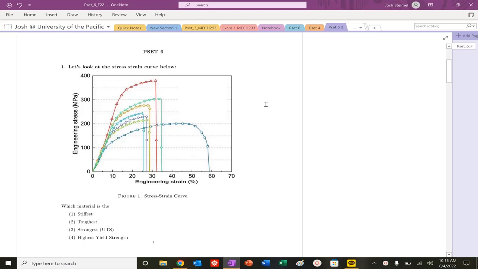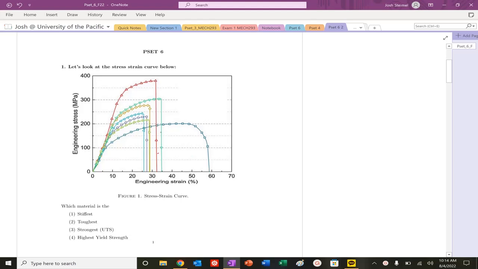All right, which material is stiffest? Stiffest is the highest slope. I would basically say this red is our stiffest, so our red one. Toughest is going to have the largest area under the curve, assuming we have the same volume of material. So this has quite a bit of area under the curve. This may be something, but this is pretty high.